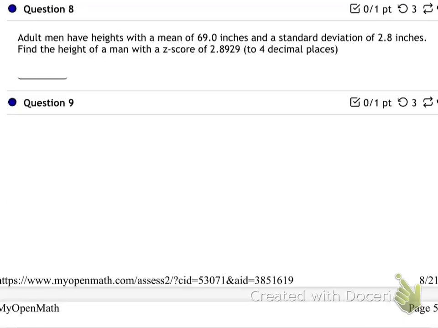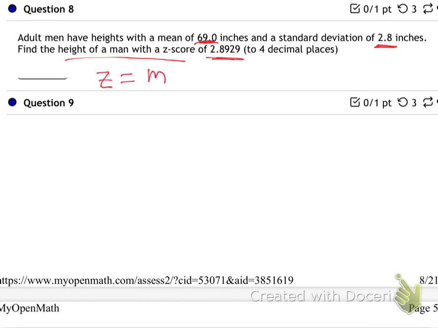All right. So number 8. It's another z-score problem, but it's going to be harder because you have to solve it backwards. Adult men have heights with a mean of 69 inches and a standard deviation of 2.8. Find the height of a man with a z-score. So write out the z-score formula. We're going to do a little algebra here. Are you ready? I don't know what your algebra background is. I'll do it quick because I really got to get to that quiz for you.